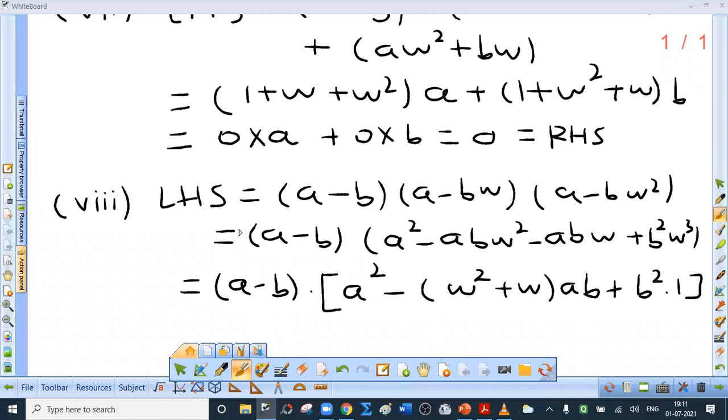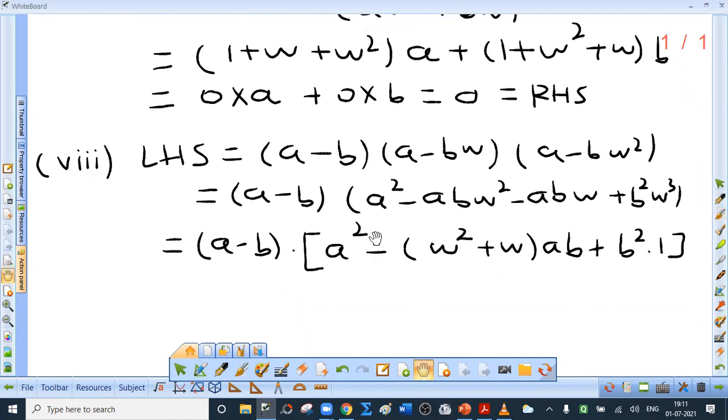Now in sum number 8, use common sense. We have to prove that this is a cube minus b cube, right hand side. What are the factors of a cube minus b cube? A minus b is the first factor, which is already there. This means we have to prove that the second part is a square plus ab plus b square, which is the second factor of a cube minus b cube. Okay. Now open the bracket.